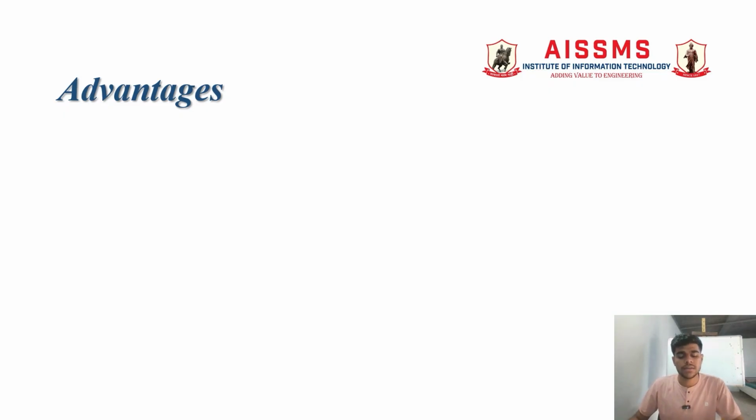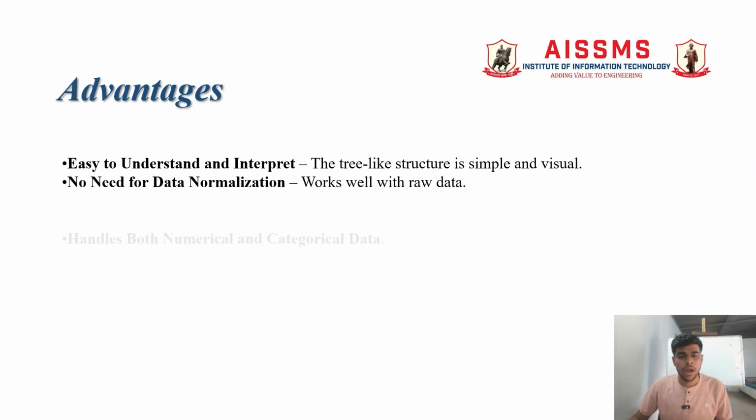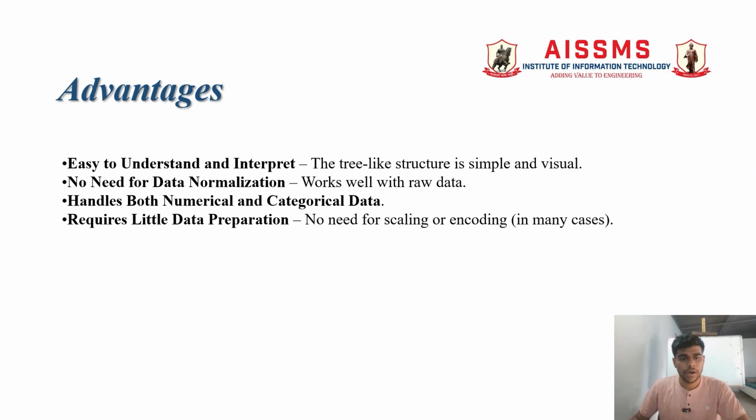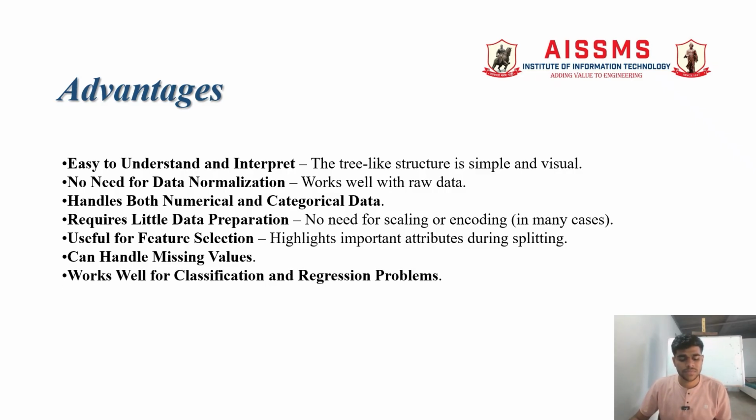Now, here are some benefits of decision trees. Very easy to understand and interpret. No need for data normalization or scaling. Handle both numerical and categorical data. Help to identify the important features. Require little data preparation, no need for scaling and encoding. Useful for feature selection. Highlights important attributes during splitting. Can handle missing values and work well with missing values. And suitable for both classification and regression problems.